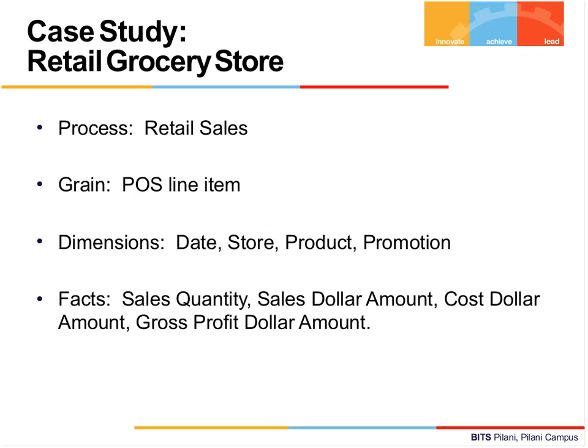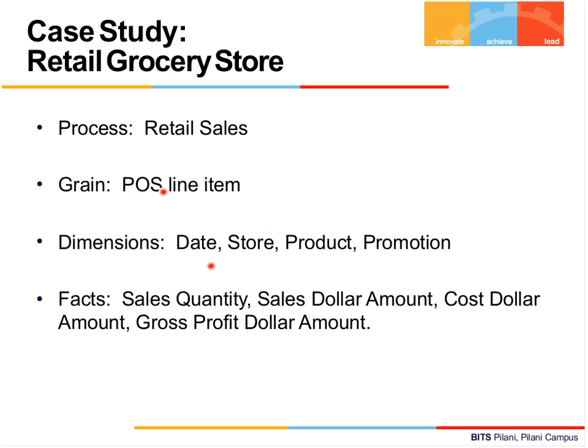Okay, this example we touched on already, and the reason I put it here is the retail grocery business. So you have retail sales. The grain is a point of sale line item. So that means a point of sale: what you purchased, on what day, what time, what product, what is the price of the product, what is the total price, what are the taxes. Everything will be there on that POS line item.